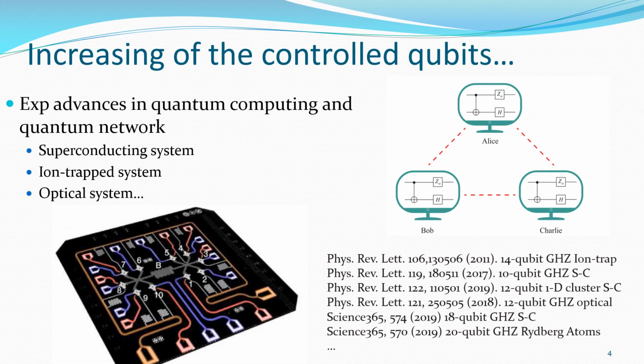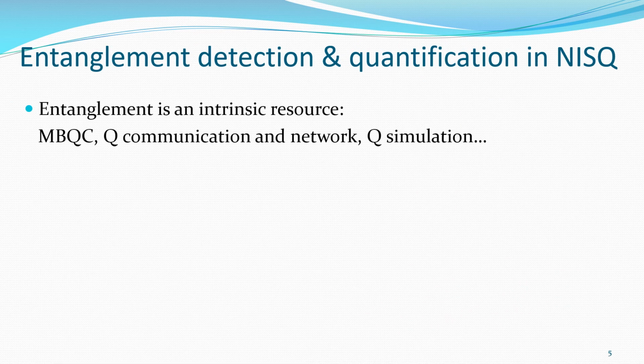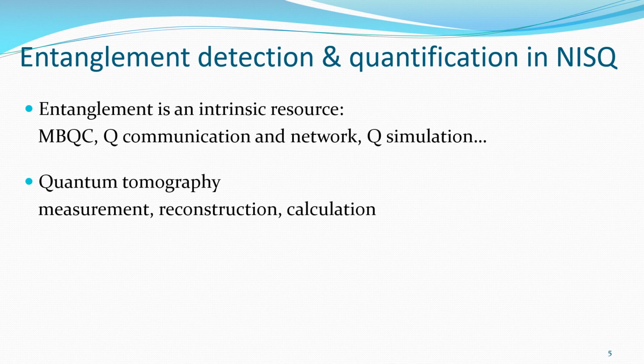Recently, there are tremendous developments on the number of controllable qubits in several quantum computing systems. For these implementations, it's crucial to determine the prepared entanglement as a basis for further information processing tasks. Entanglement is an intrinsic resource in many quantum information protocols. Quantum tomography is a method to reconstruct the quantum states from measurement data, and one can calculate the entanglement measure from the reconstructed quantum states. However, it is an indirect method to quantify entanglement, and it is also resource-consuming, scaled exponentially with the qubit number.